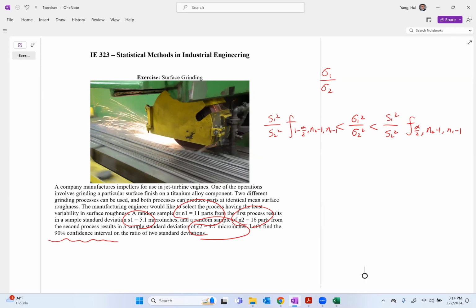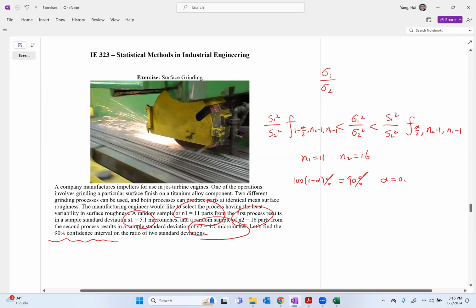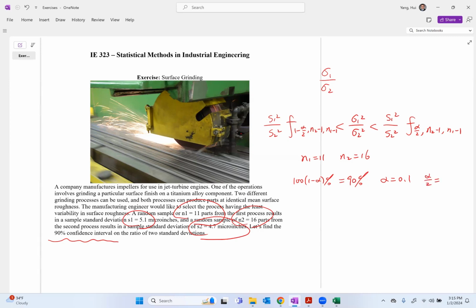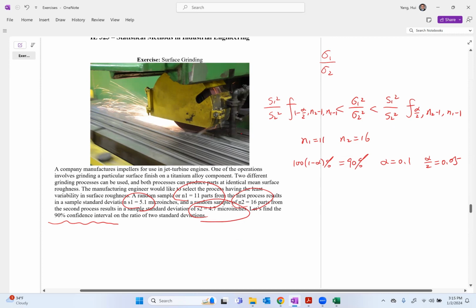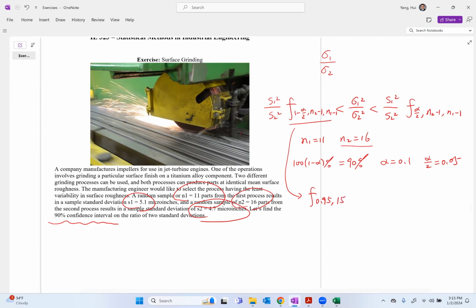Okay, now, what is n1? n1 equals 11, and n2 equals 16. This is a 100 times 1 minus alpha percent confidence interval. Now we've got a 90% confidence interval, so alpha equals 0.1, and alpha over 2 equals 0.05. Now we need this term, which becomes F 0.95 with n2 minus 1, which is 15, and n1 minus 1, which is 10.